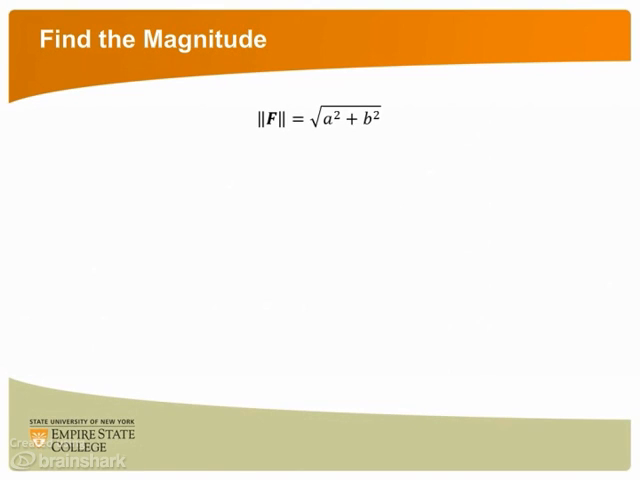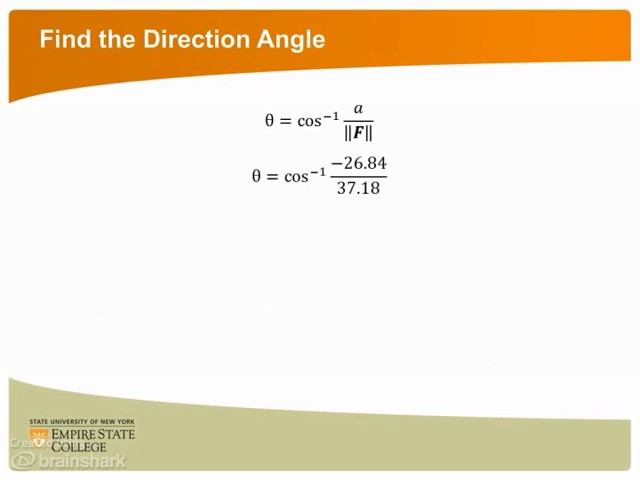First, we need to find the magnitude of the force. Plug in the values for a and b that we just discovered. Using the appropriate order of operations, we find that the resultant force has a magnitude of 37.18 pounds. Now we will find the direction of the resulting force, using the formula we discussed earlier. Plug in the values for the x direction component and the magnitude. Solving, we find that the direction angle theta is 136.2 degrees.